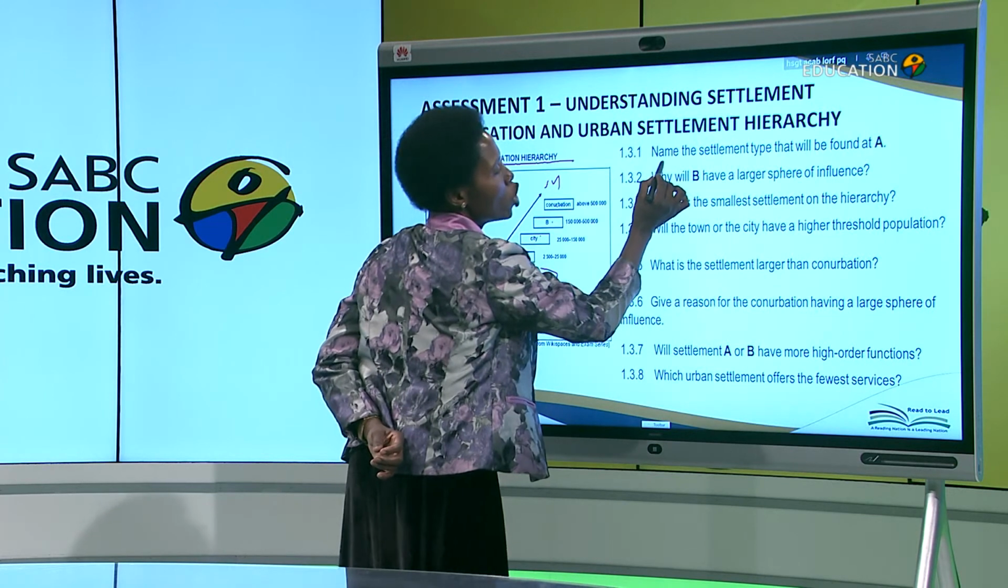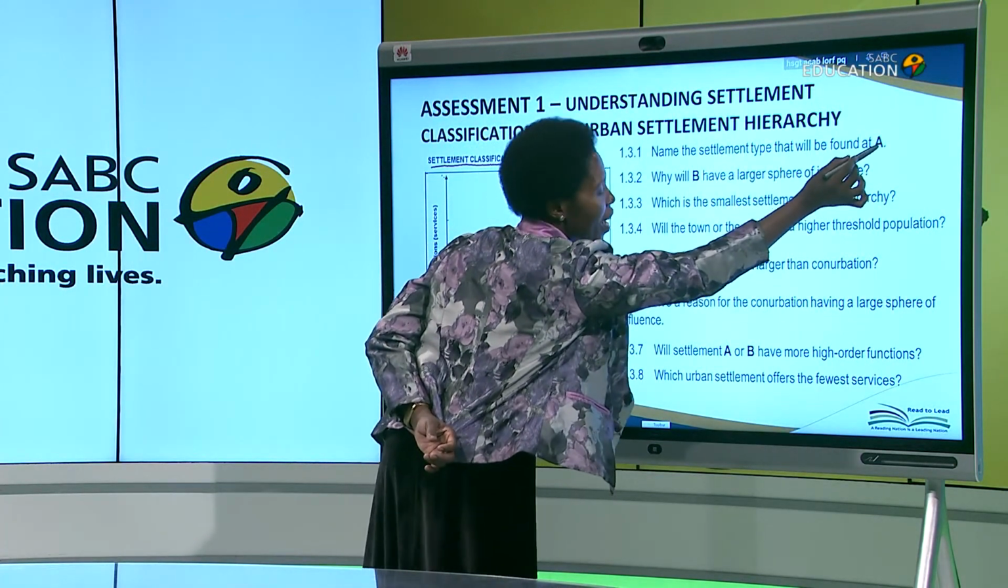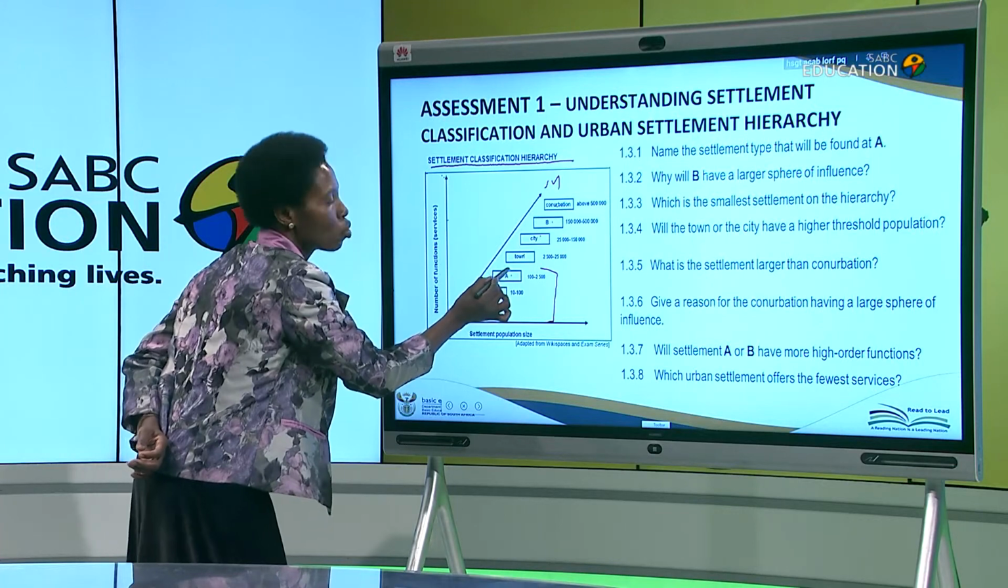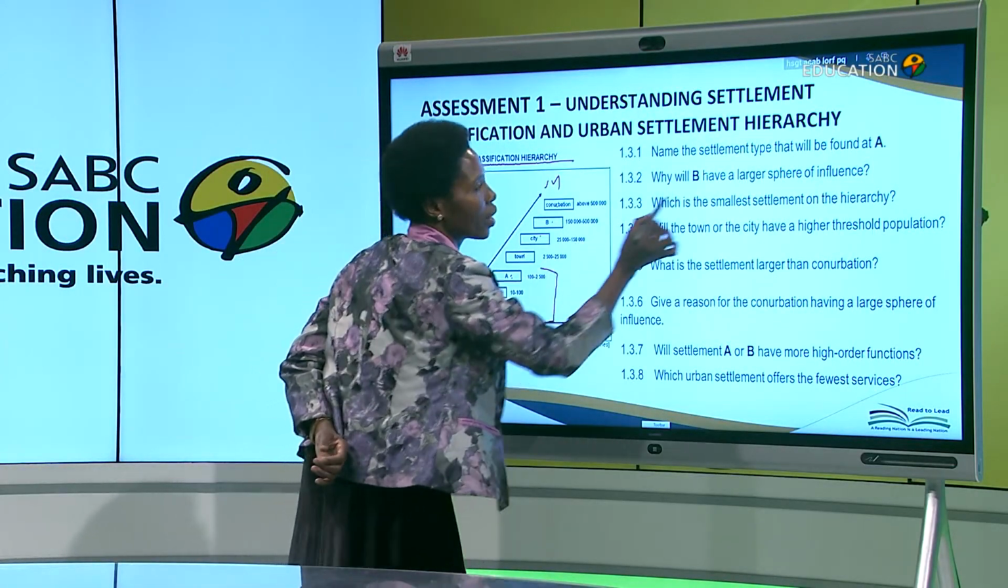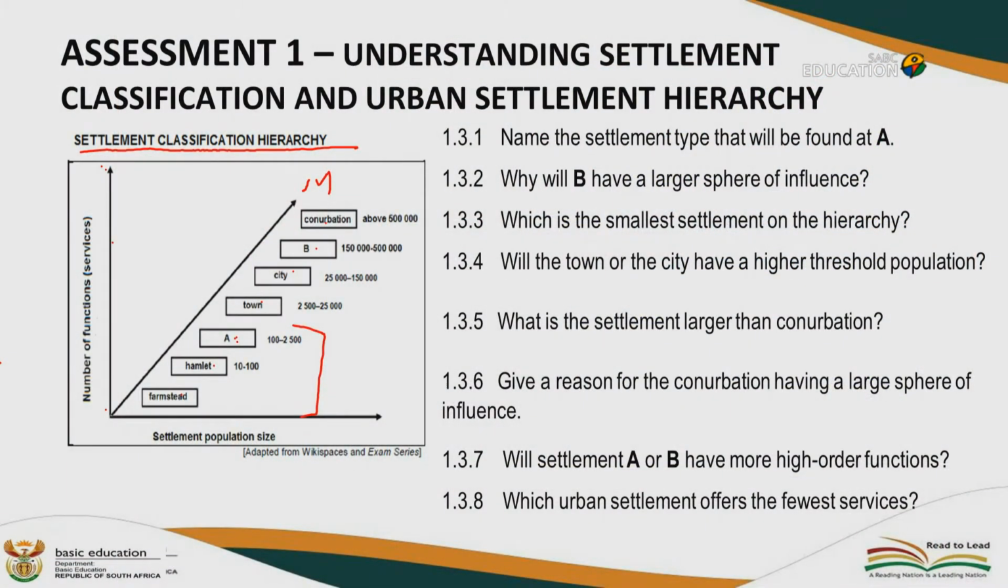They are indicating that you name the settlement type that will be found at A. Because you have already labeled it, it will be easy for you to write that A is a village. And then you look at the second one. Why will B have a large sphere of influence? If you did understand what we're doing, you'll look at B. What do we have at B? You have more people, which means they have more customers. So B has a large sphere of influence. Why? Because they have more threshold population. That's the answer that you need to give.